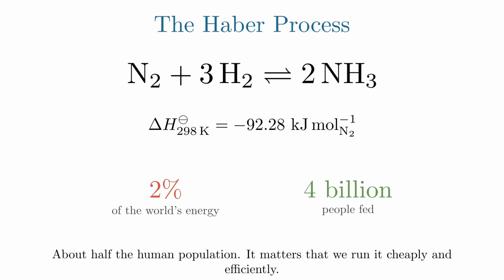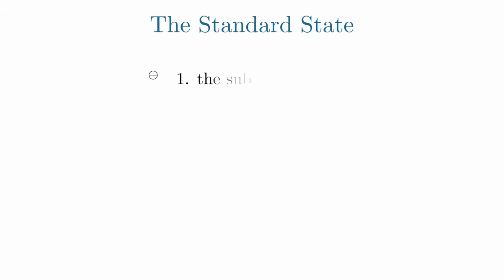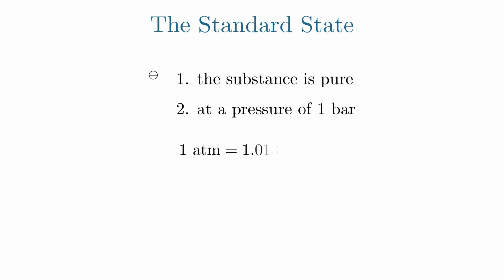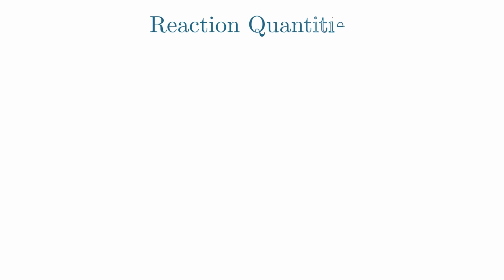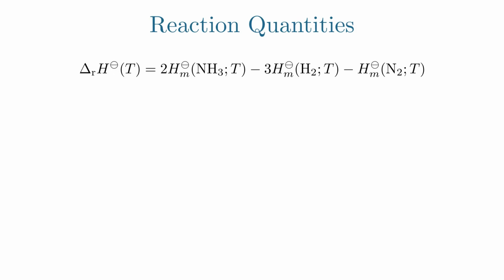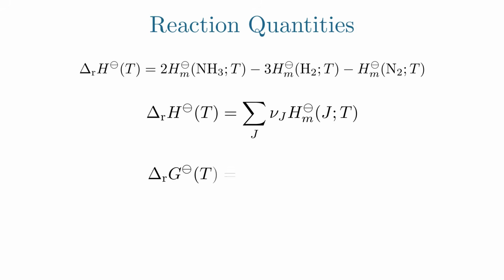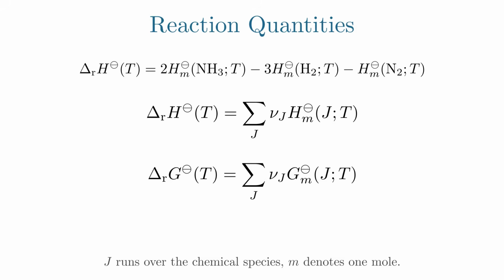The symbol of a circle with a bar across it denotes the standard state, which means two things at once. 1. The substance is pure, and 2. The pressure is 1 bar, which is very, very close to atmospheric pressure. The delta R denotes the total amount of this quantity on the right-hand side minus the total amount on the left-hand side, weighted by the stoichiometric coefficients. Then delta_R H standard equals 2 H_m standard of ammonia minus 3 H_m standard of H2 minus H_m standard of N2, where the subscript m indicates a mole of this substance.